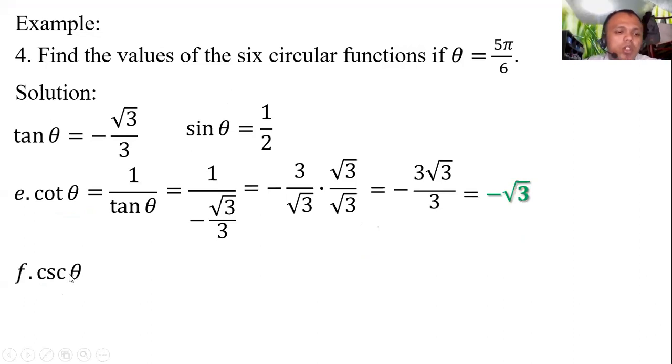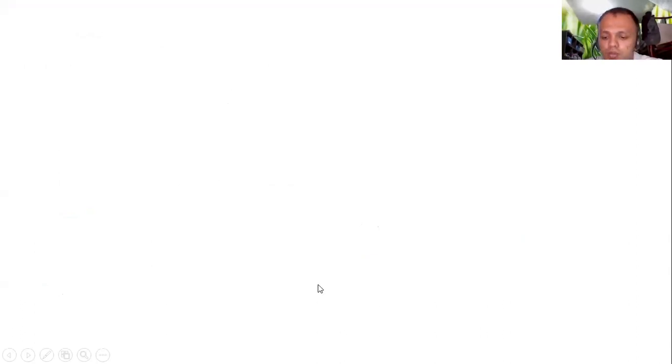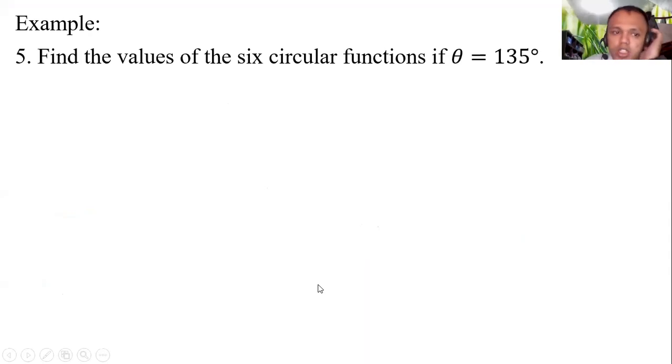Now, what about your cosecant theta? Your cosecant theta is 1 over sin theta. Substitute your sin theta to 1/2. And then reciprocal of 1/2 is 2 over 1 or 2. Next, find the values of 6 trigonometric functions if theta is 135 degrees. Okay?